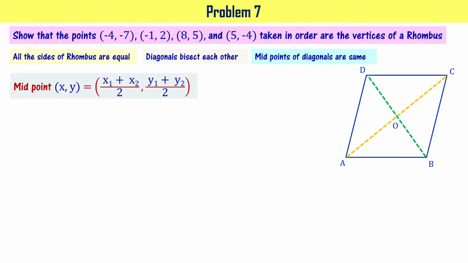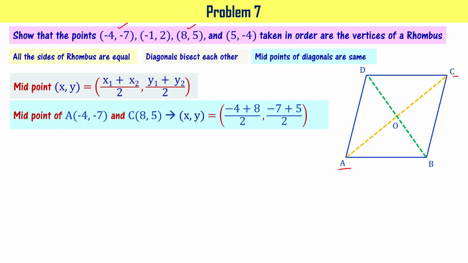We know the midpoint is defined as ((x1 plus x2) divided by 2, (y1 plus y2) divided by 2), right? Now, if I consider the first diagonal, that is AC, A is here and C is here. Let's find the midpoint of these two. That is going to be ((-4 plus 8) divided by 2, (-7 plus 5) divided by 2). When you simplify it, you get 4 divided by 2, comma -2 divided by 2. That is equal to (2, -1). So the midpoint of diagonal AC is (2, -1).